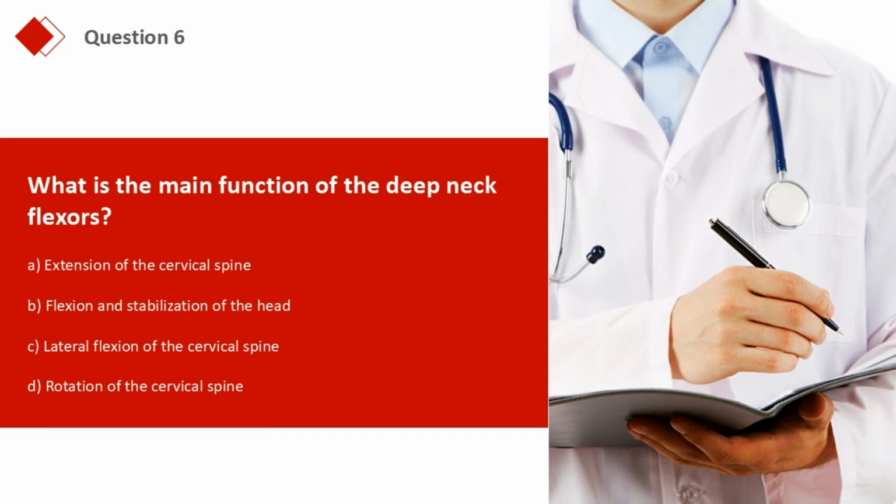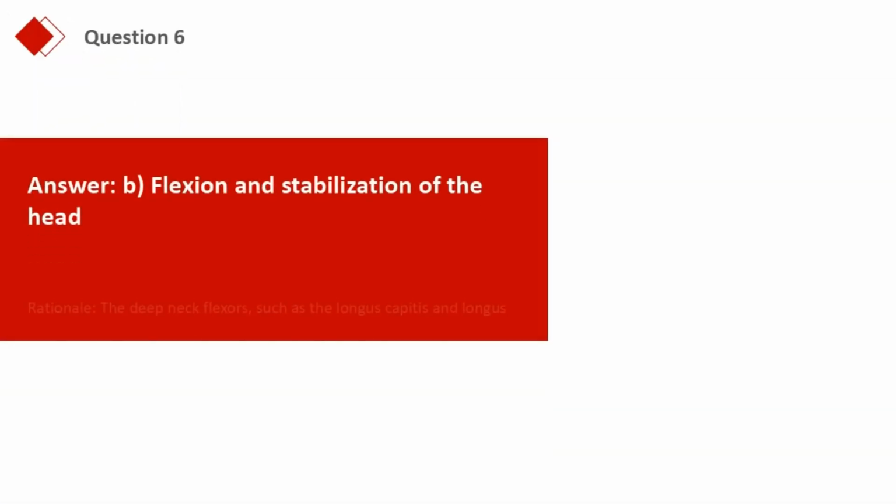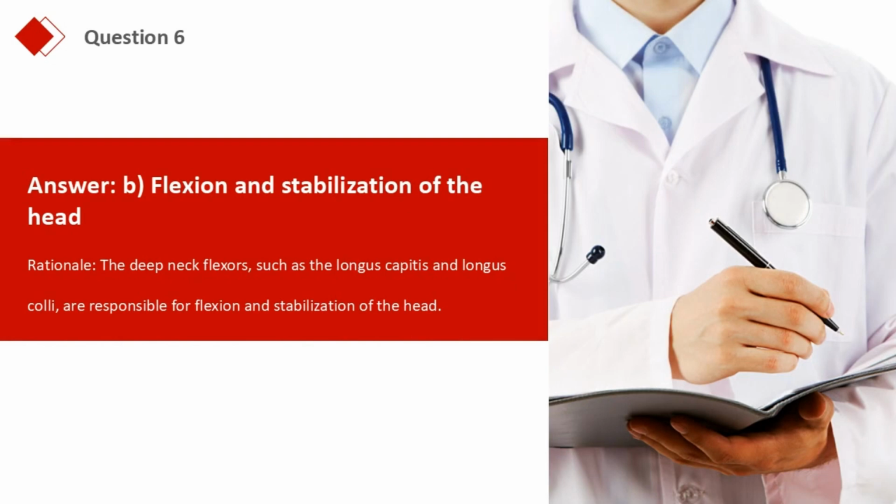Question 6. What is the main function of the deep neck flexors? A. Extension of the cervical spine. B. Flexion and stabilization of the head. C. Lateral flexion of the cervical spine. D. Rotation of the cervical spine. Answer: B. Flexion and stabilization of the head.